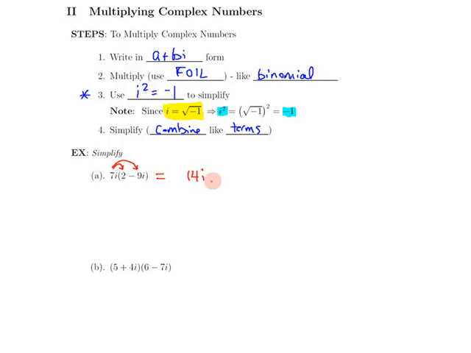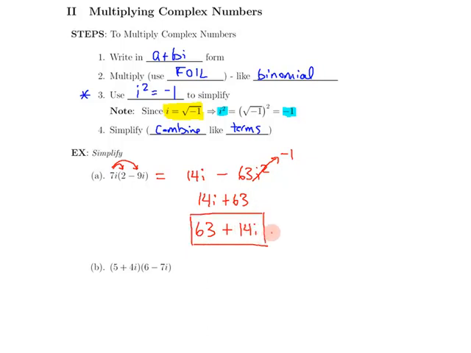14i minus 63i squared. Okay, now what's i squared? Negative 1, right? So i squared becomes a minus 1. So negative 63 times minus 1 is going to become plus 63. 14i plus 63, or if we want to write it in the proper order, a plus bi, you got 63 plus 14i. Notice all the i squared does is change the sign. It's a negative 1, so it's just going to change the sign.